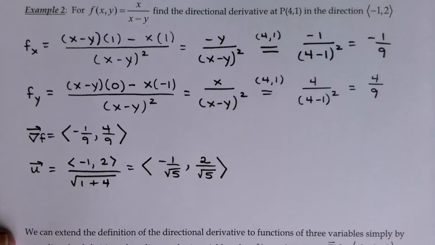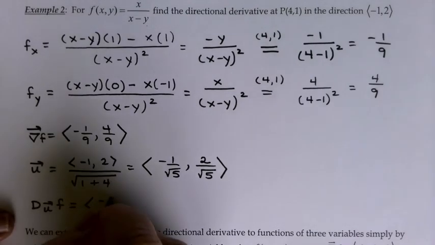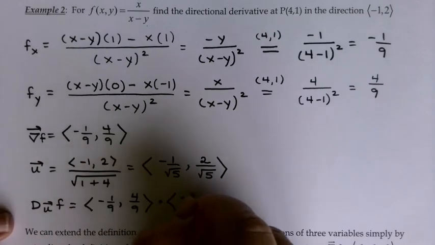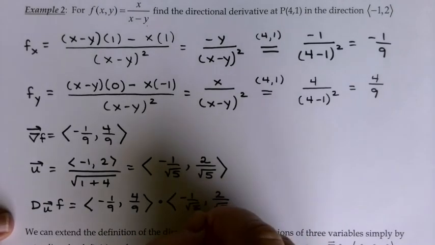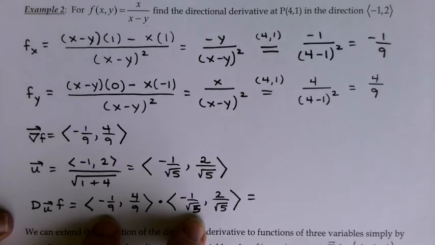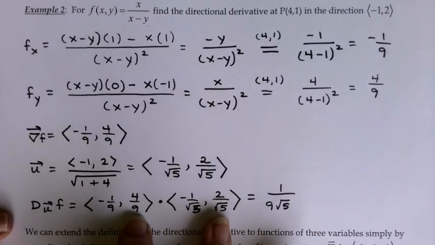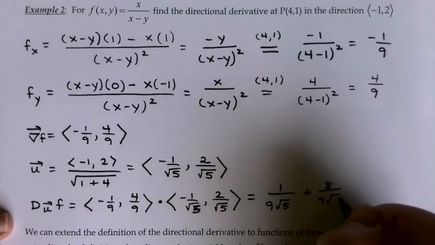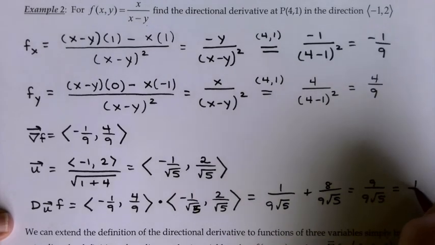So if I put this all together, my directional derivative is the gradient vector dot product with the unit vector. And that's going to give me a positive 1 over 9 square root 5, and then a plus 8 over 9 square root of 5. Which is 9 over 9 square root 5, or just 1 over the square root of 5.